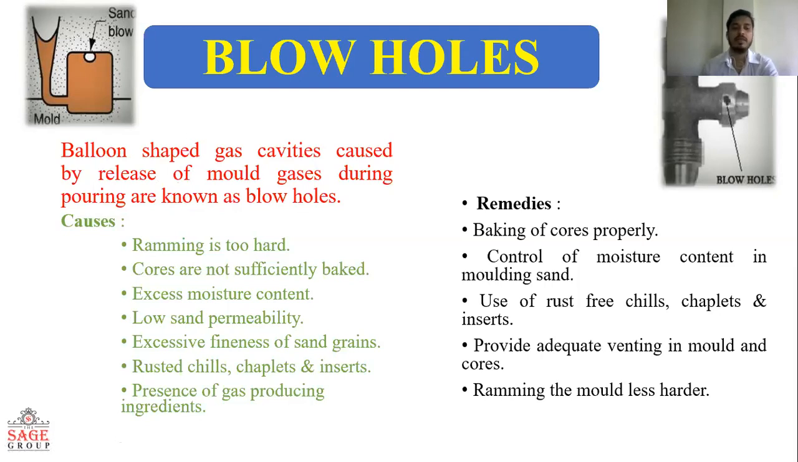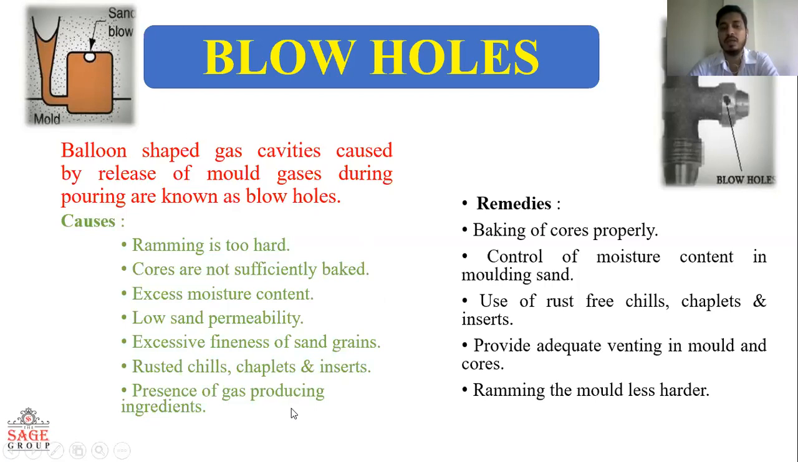Causes: ramming is too hard, cores are not sufficiently baked, excess moisture content, low sand permeability, excessive fineness of the sand grain, rusted chills, chaplets and inserts, presence of gas producing ingredients. So these are the causes.